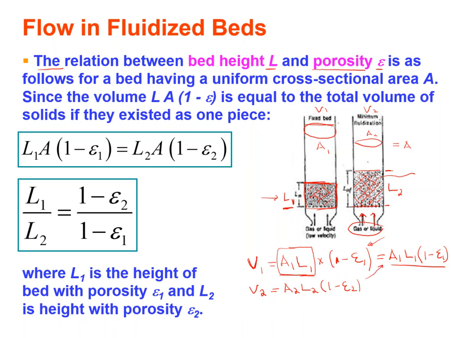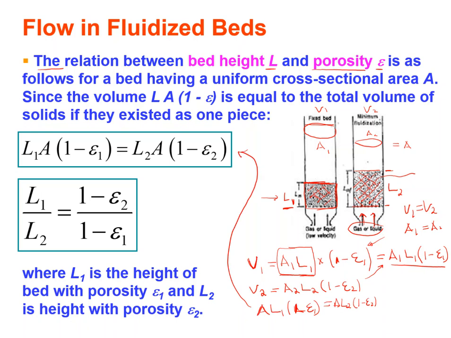But as I said, I didn't change the area of the packed or the fluidized bed, and also I didn't change the volume of the particles. So I know that V1 is equal to V2, and I know that A1 is equal to A2. So this will give me the following: A, L1, 1 minus epsilon 1 equals A, L2, 1 minus epsilon 2. And this is what you see in this equation.